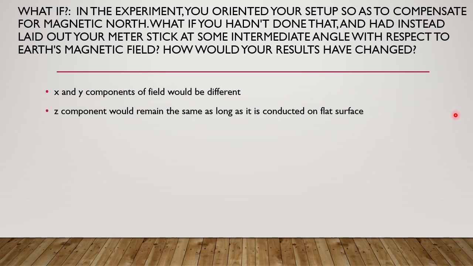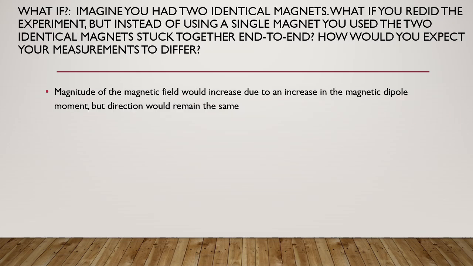So let's talk about our what-ifs. Firstly, in the experiment, you oriented your setup to compensate for magnetic north. What if you hadn't done that and had instead laid out the meter stick at some intermediate angle with respect to Earth's magnetic field? How would the results have changed? Well, the x and y components of the field would be different because they're in different directions. But the z component would have remained the same as long as it's still conducted on a flat surface.